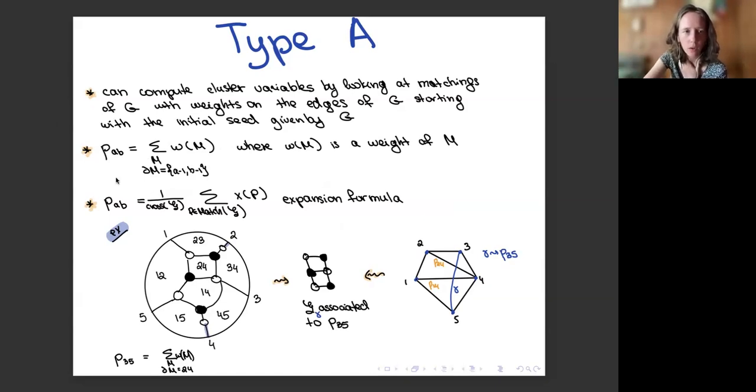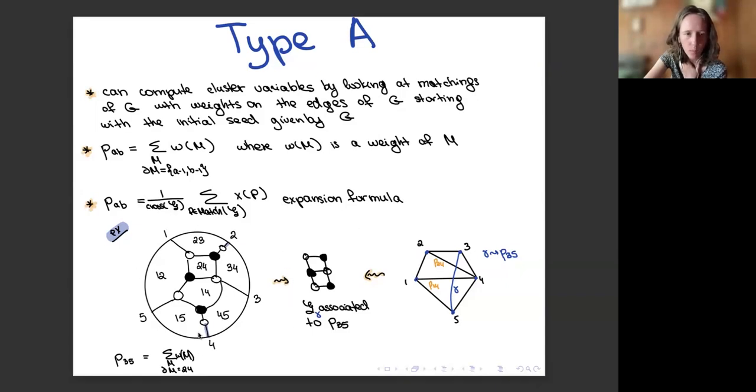Okay, so let me say that the way I wrote it here is somewhat special. This works in the case when k is 2. It's slightly more general when k is not 2. But if we are in this k equals 2 case, then we also had this expansion formula in terms of snake graphs. And the idea is as follows.